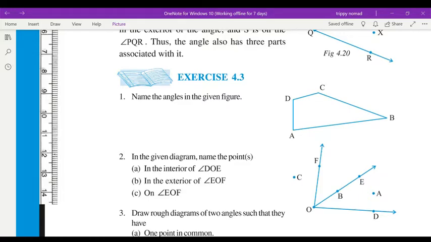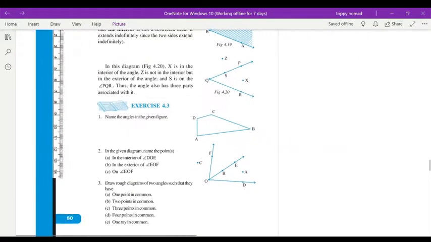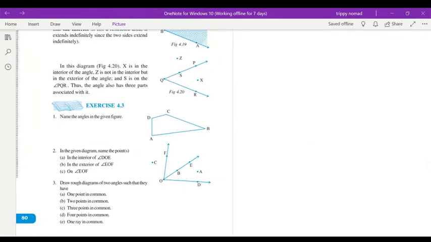Today we are going to start new exercise 4.3. Before starting this exercise we have to discuss a few terms used in this exercise. As you already know, we have discussed point, ray, and line segment in exercises 4.1 and 4.2. Now we are going to start with a new term for exercise 4.3, that is called an angle.